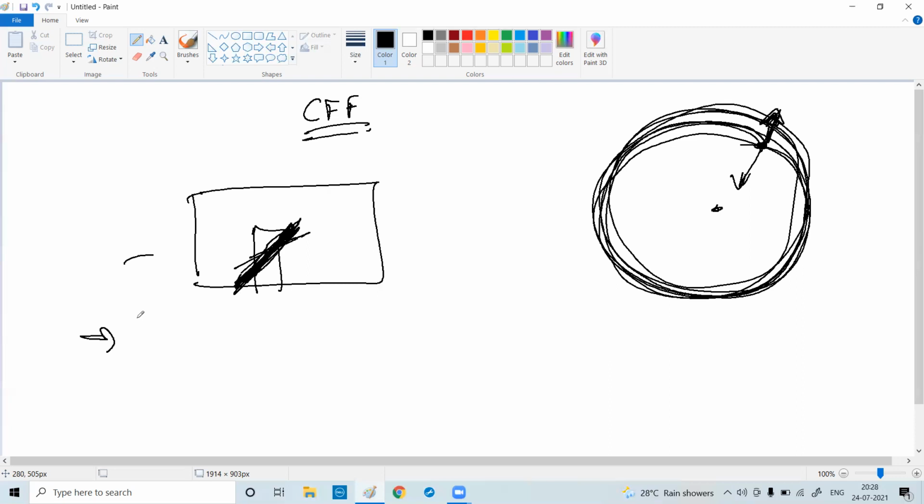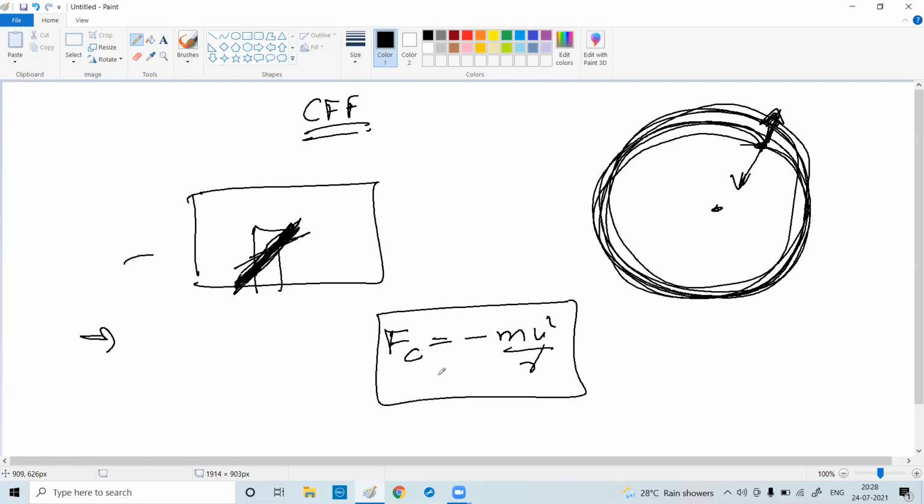Have you written down? Yes, sir. So again, the SI unit will be Newton because again it's a force. And the expression will be minus mv square by r. Now you say why? Because the centrifugal force is opposite to the centripetal force. So only the direction is changing.